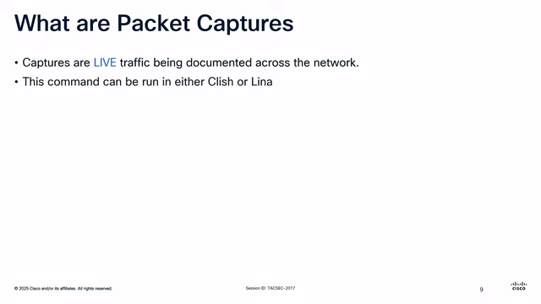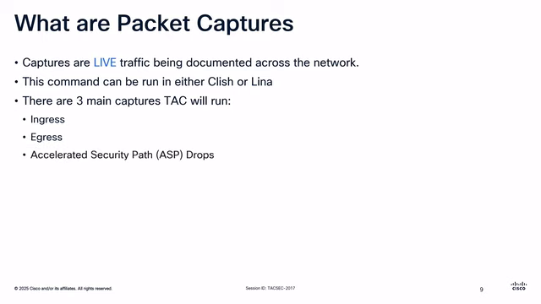This can be run in Clish and Lina, just like Packet Tracer. So on ASA image devices, you can also run this. There are 3 main types of packet captures that TAC does. This is the ingress, which is packets that are coming into the firewall. This is egress, packets leaving the firewall. And then we have ASP drop packets.